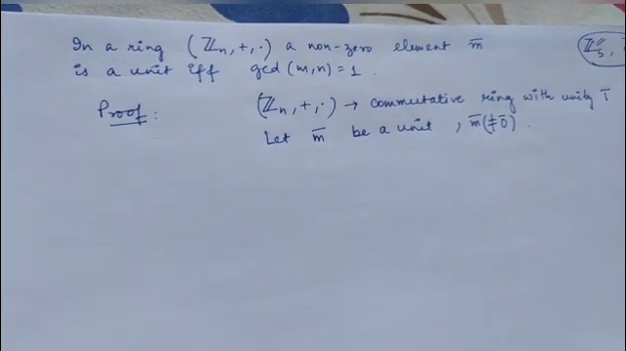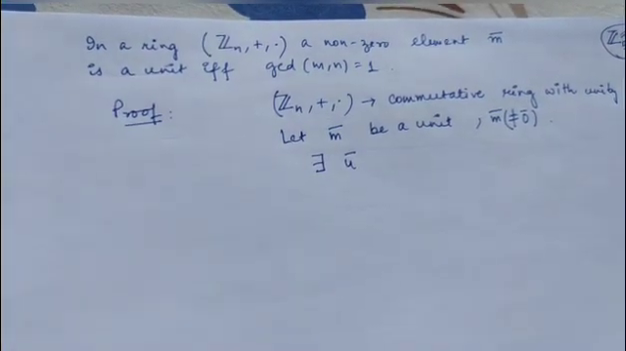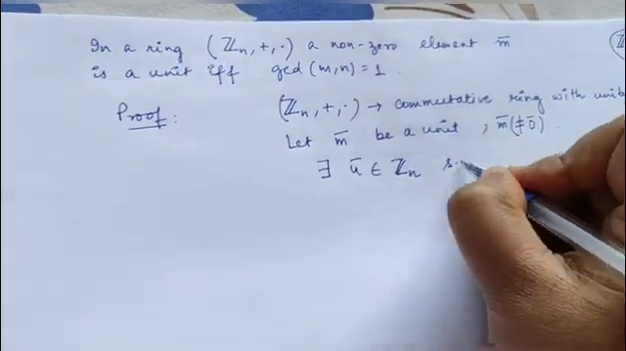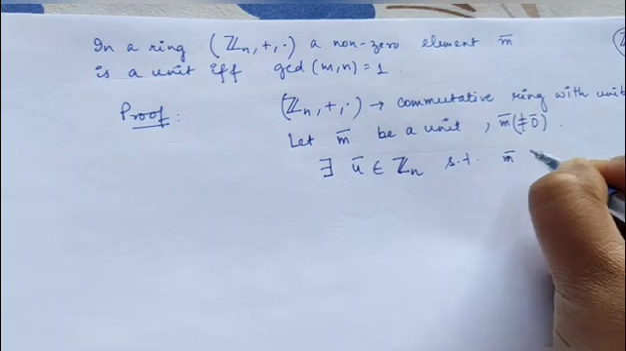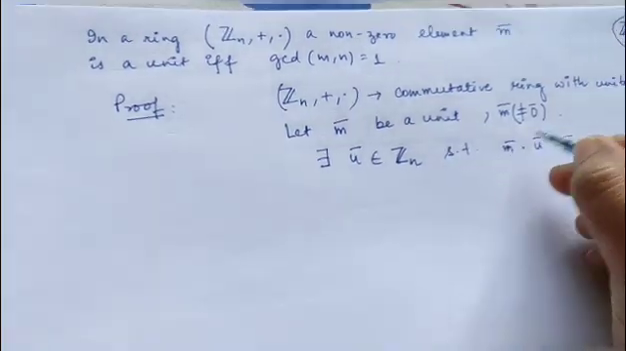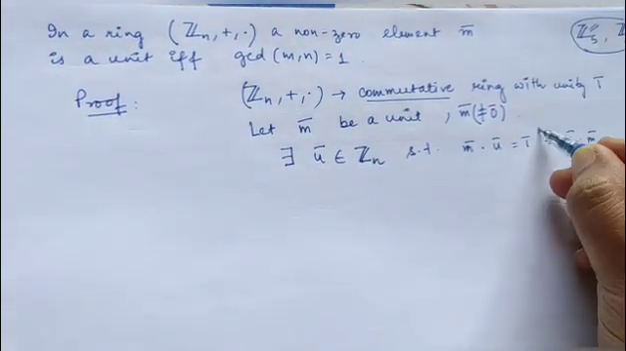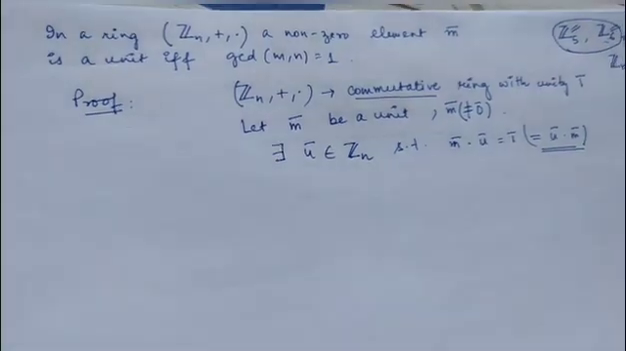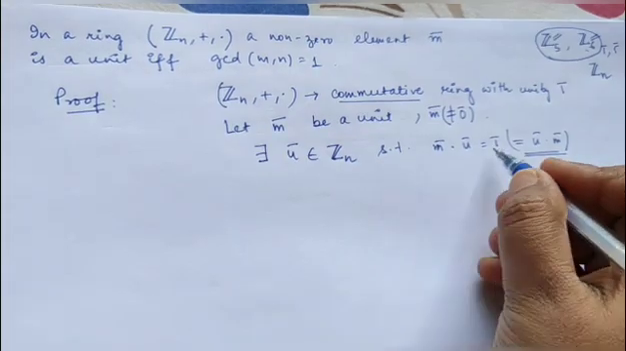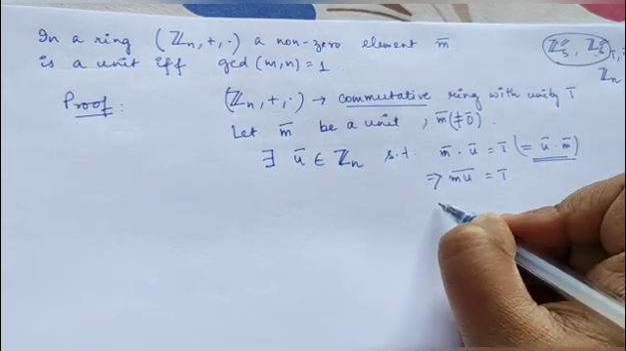Now if it is a unit, what is the definition of unit? That there exists another class, of course the members of Zn are classes, so any member of Zn, such that class m dot class u equals class 1. I am not taking the commutative portion because it is a commutative ring, so writing u dot m is optional, because this implies that. So class m dot class u, applying the operation, the class of mu equals class 1.